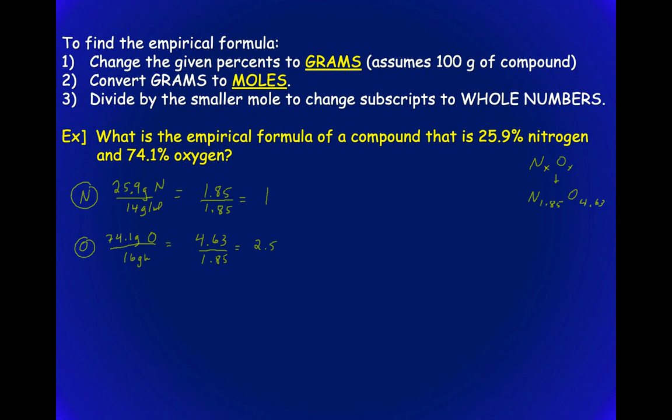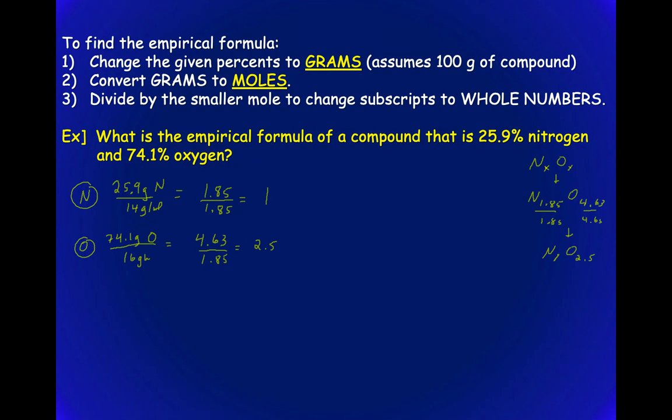So what did I do here? I really went 1.85 divided by 1.85 and 4.63 divided by 1.85, and I got N1 and O2.5, which still doesn't really look that good. So I'm not happy with that. I didn't include that in the list here, but sometimes when you get to this step, you may be done, and you may not be done.